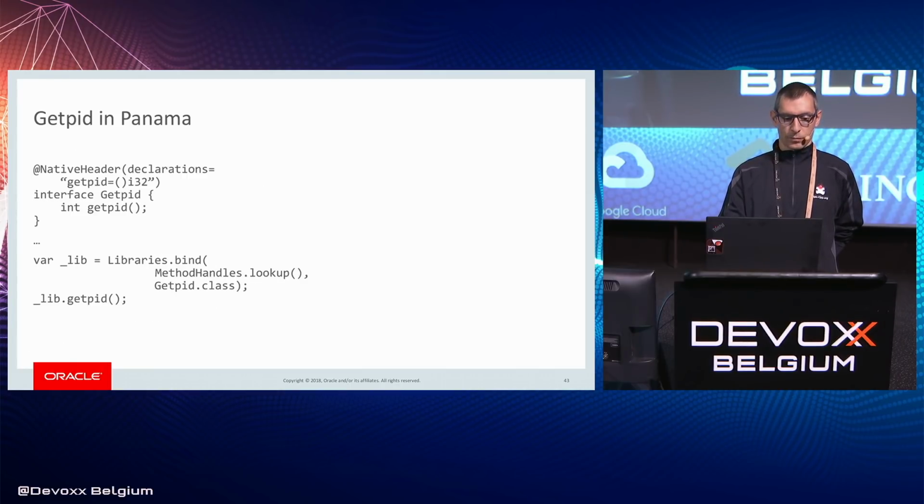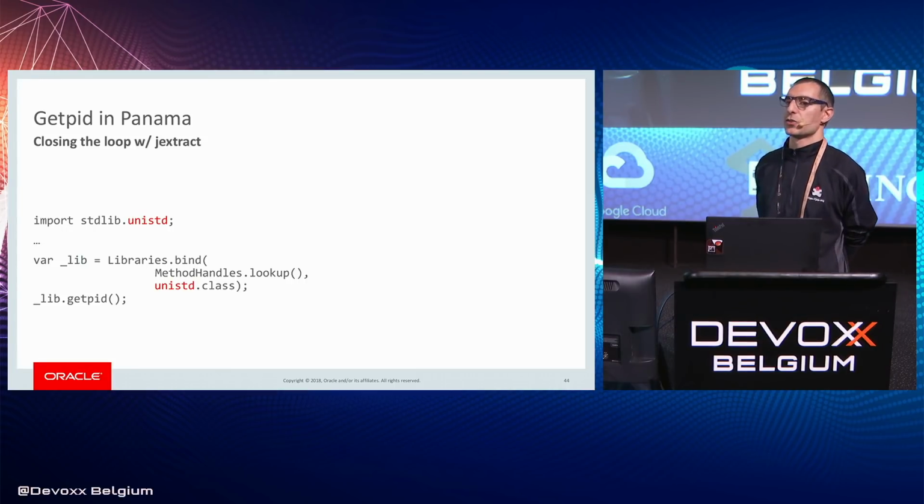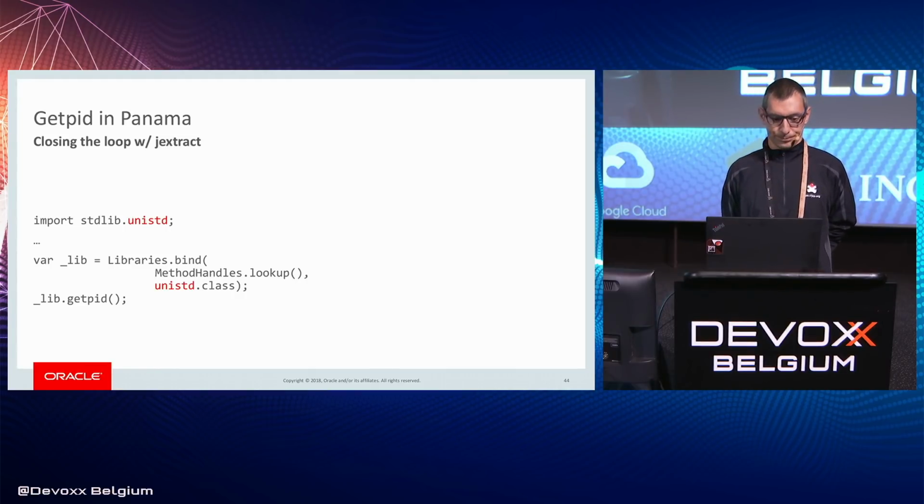So instead of writing this in Panama, what you really do is you run jextract on the header file you want, and then you just import the results. So there's no declaration that you really have to write. You can just rely on jextract to do the right thing.